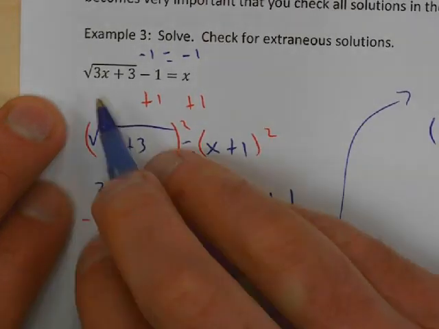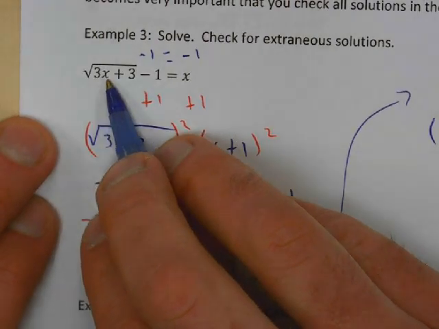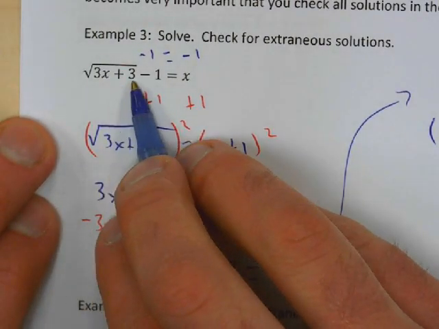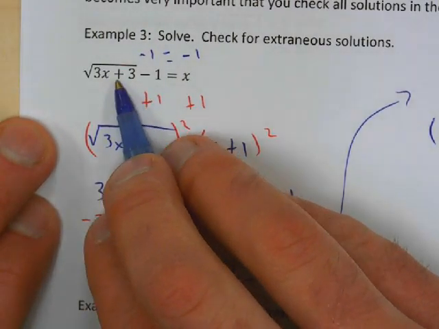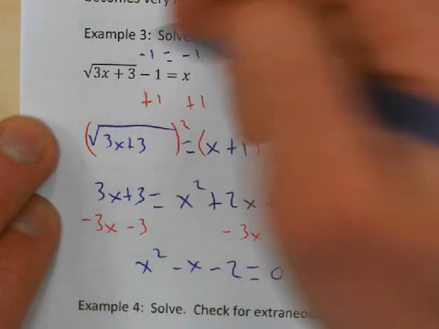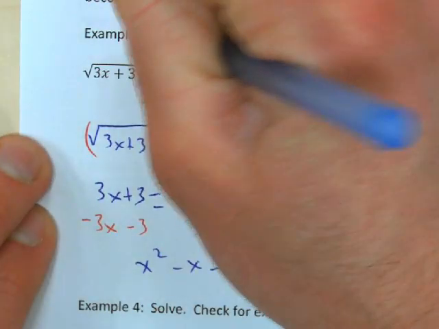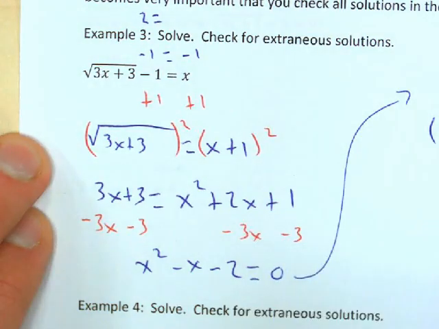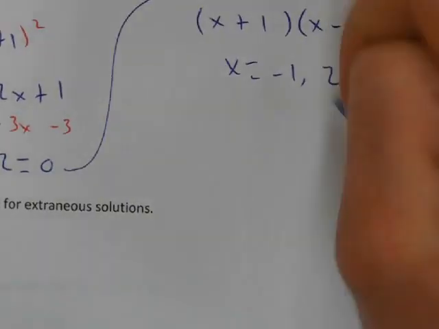So if we stick in x is 2, 3 times 2 is 6, plus 3 is 9. The square root of 9 is 3, minus 1 is 2. So then this time we're going to get, I'll just put it up here, 2 equals 2, and we stuck in x was 2. So yeah, it worked for both these answers. So both of these actually worked.